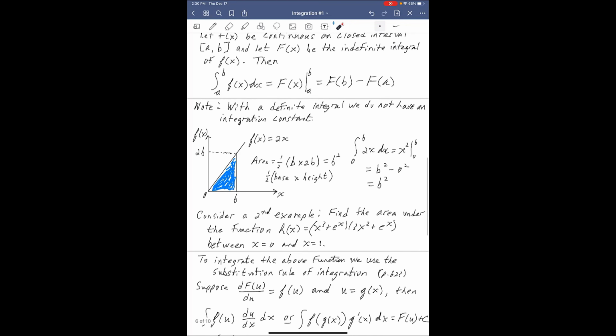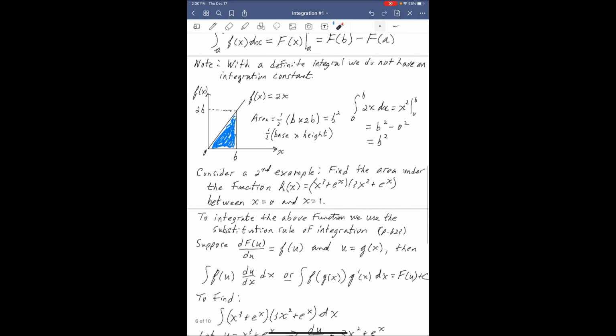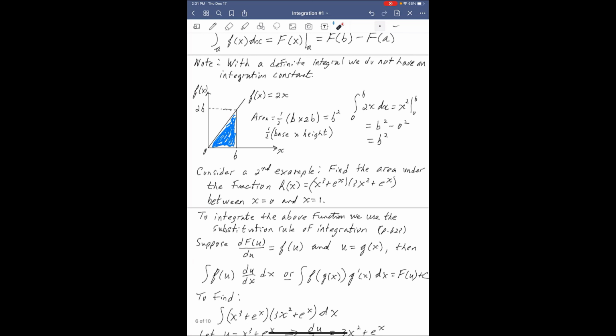Now consider a second example, which is a bit more complicated. Find the area under the function h of x, where h of x is equal to x cubed plus e to the power x times 3x squared plus e to the power x. Now the first thing you should note is that if you take this first term and you take the derivative of it, you get exactly the second term. So 3x squared plus e to the x.